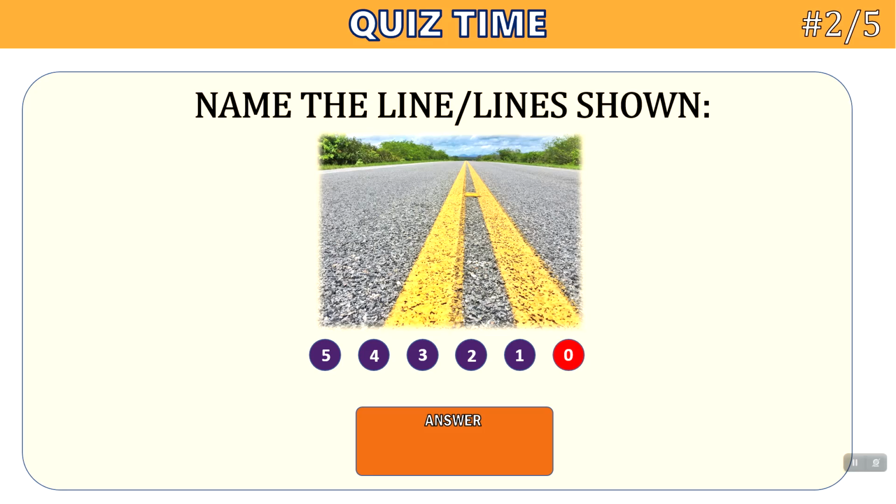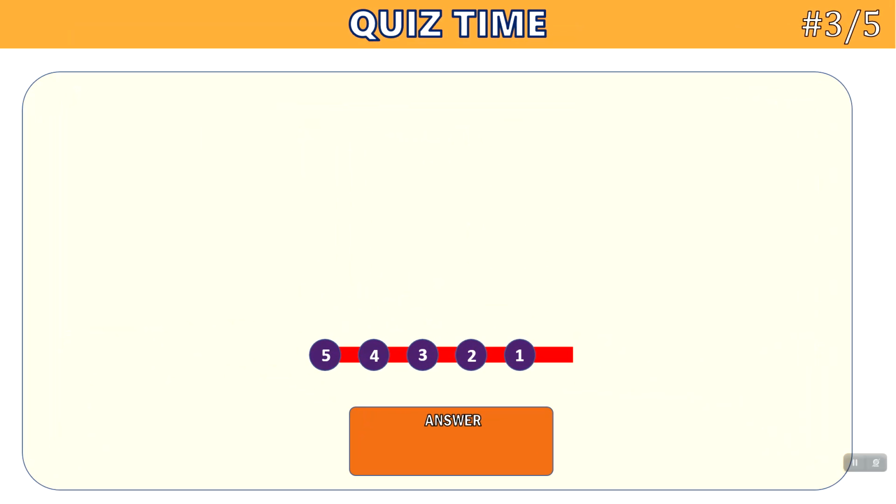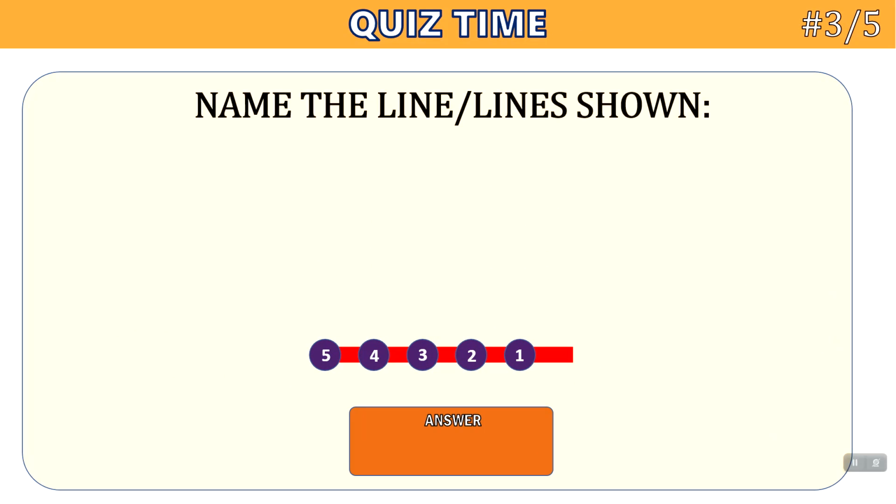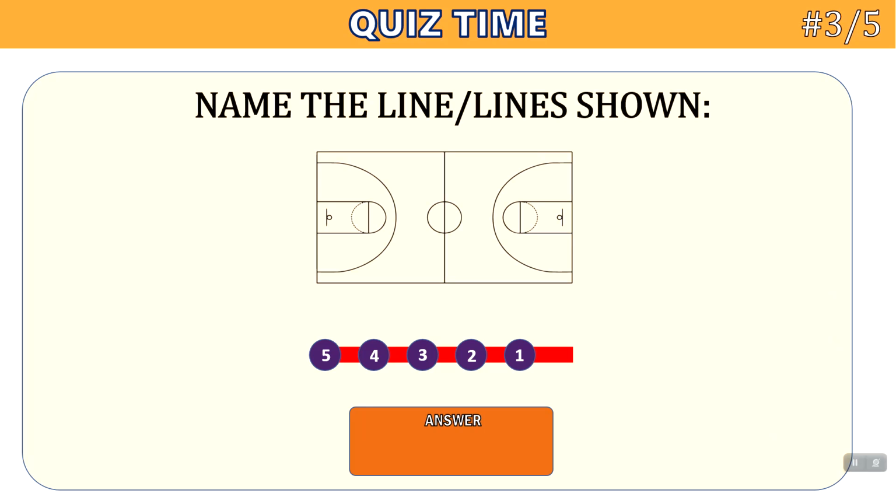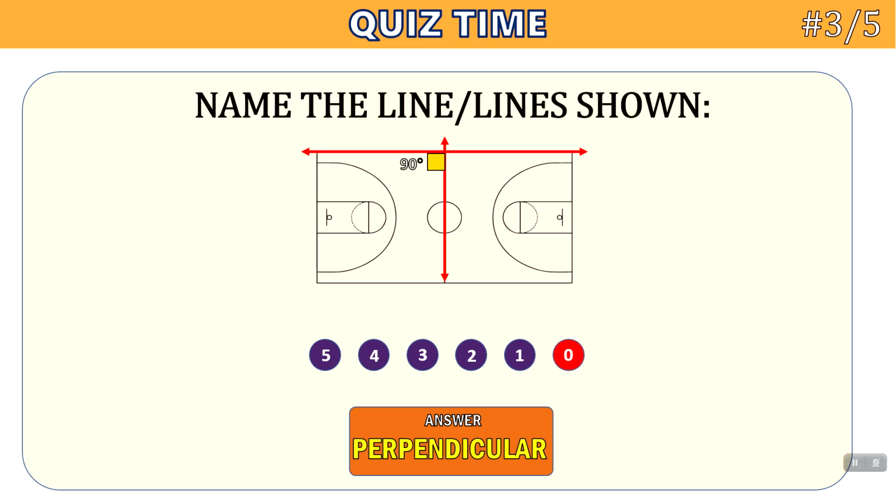Time's up. These are the lines that you will see in the road or the street when you're driving. And they are parallel lines. They run in the same direction, but they never meet. Number 3. Name the line shown. On a basketball court, these two lines. Time's up. Because they cross or intersect at 90 degrees, we call these perpendicular lines.